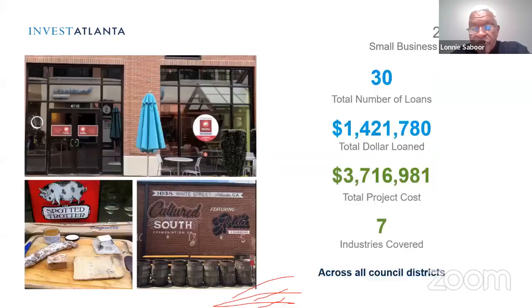Next slide, please. All right, so in 2022, this past year, we had 30 loans that actually closed for $1.4 million. A total project cost of $3.7 million, and it covered seven different industries across all council districts. Next slide.